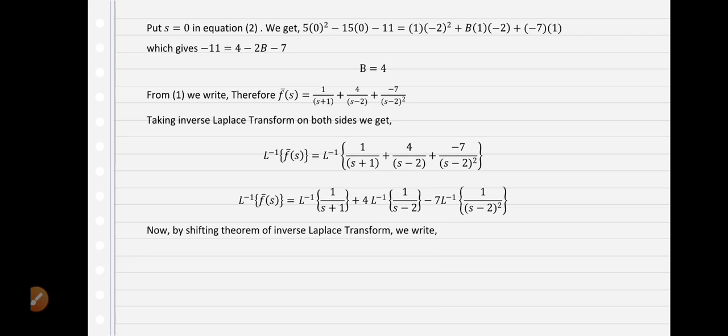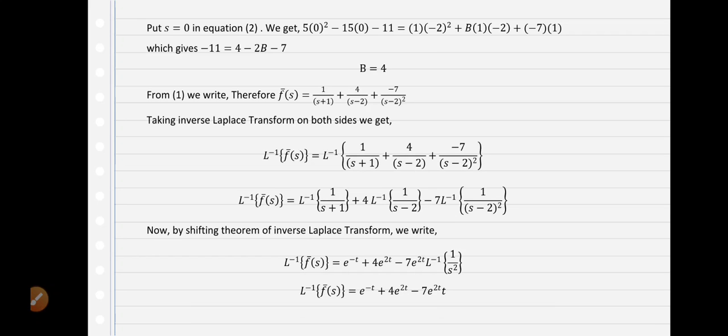So applying shifting theorem of inverse Laplace transform, we get the first term as e raised to minus t, 4 as multiplier for the second term, e raised to 2t is L inverse of 1 upon s minus 2, and minus 7 e raised to 2t into L inverse of 1 upon s square. This type of example we have solved in the second lecture, where we have used the method of shifting theorem. So L inverse of 1 upon s square is again one of the standard results, and its answer is t.